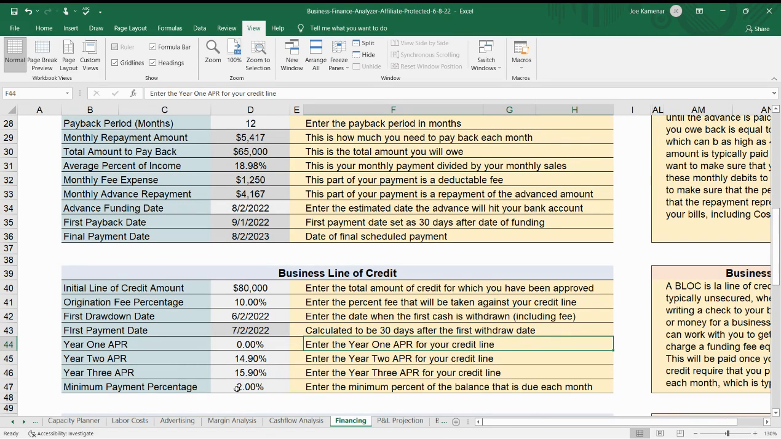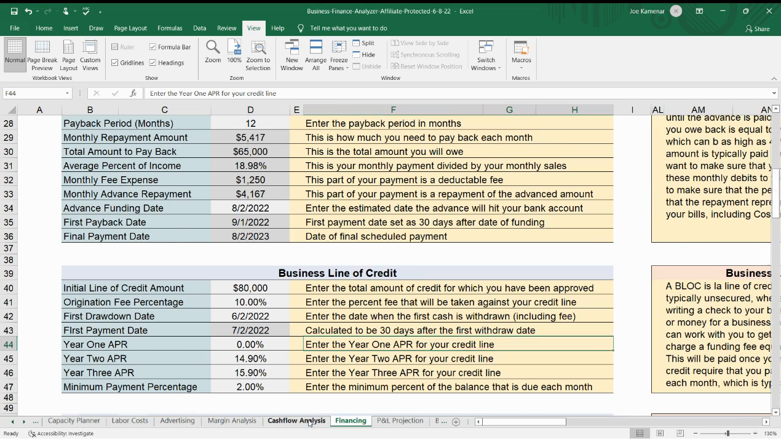Now, what's this last line, the minimum payment percentage? On almost all credit cards, you have to make a minimum monthly payment of 2%. That's just to ensure that money starts being paid back. So check with the lender broker you're with what that minimum payment is and put that number in there, because that's just going to impact your cash flow.